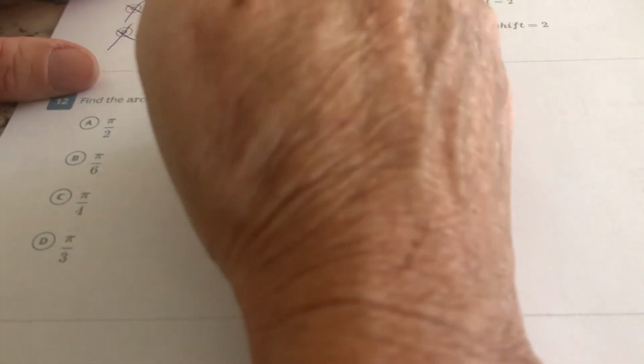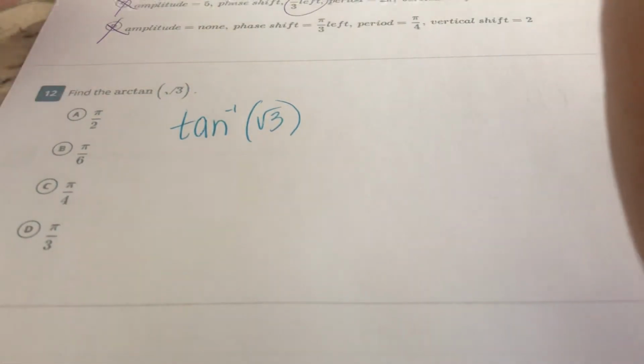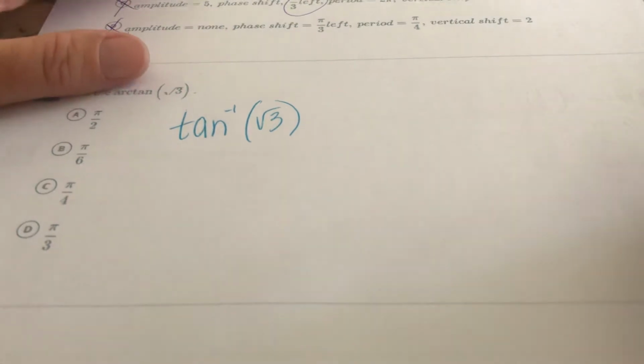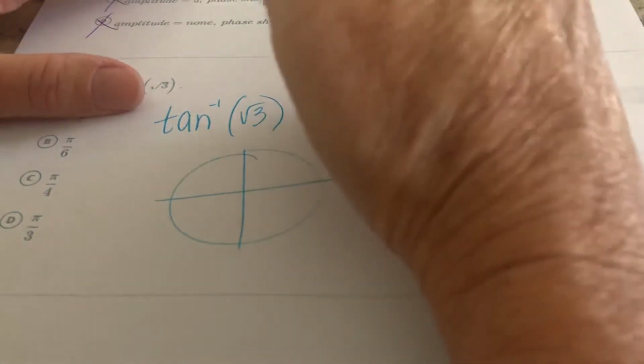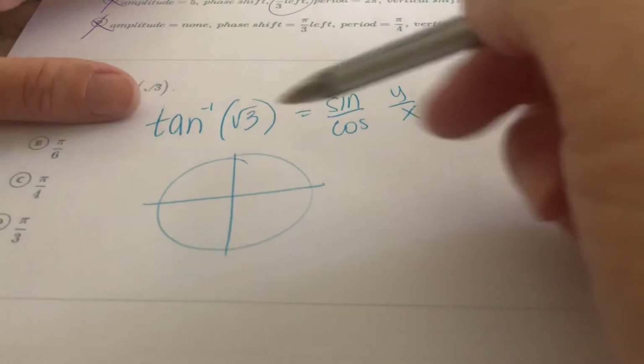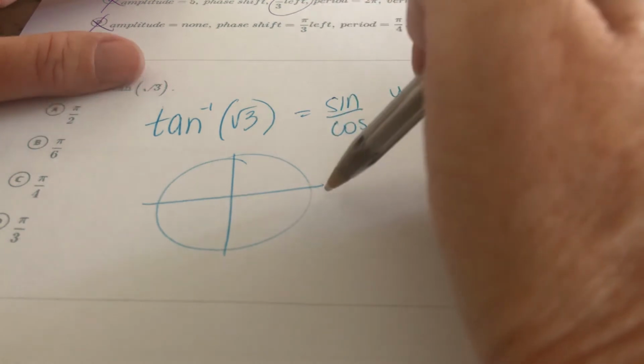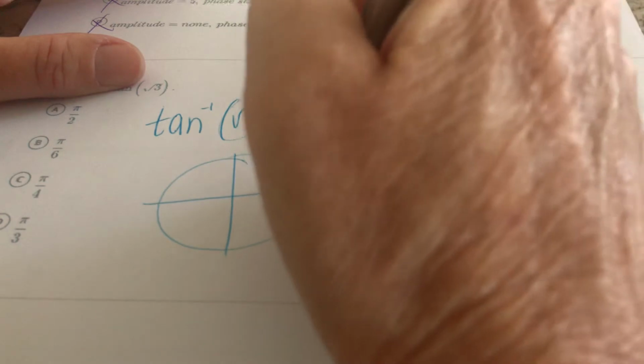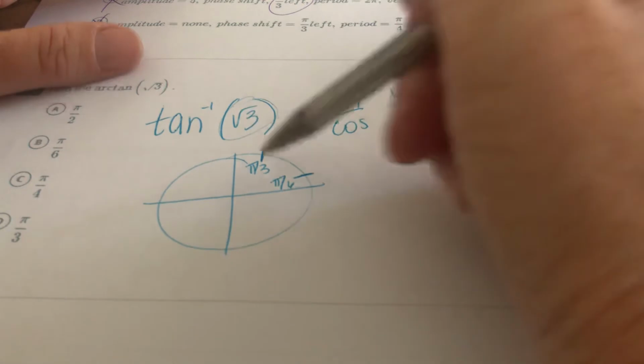Number 12, find the arctangent. So arctangent means the inverse. Where is tangent square root of 3 over 3? This is not a calculator question. This is supposed to be, you should know your unit circle question. So tangent, remember, is sine over cosine, or y over x. So I am going to look in that first quadrant because all these answer choices are in the first quadrant. So common sense is it's got to be something with the square root of 3 in it. So that has to be at pi over 6 or pi over 3. Those are the only two that make any sense.